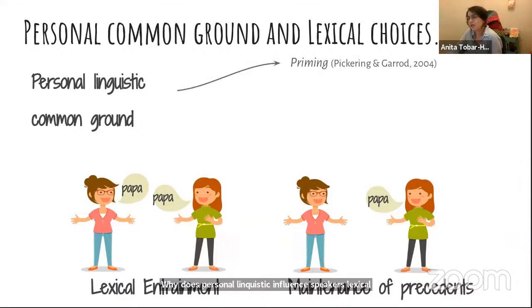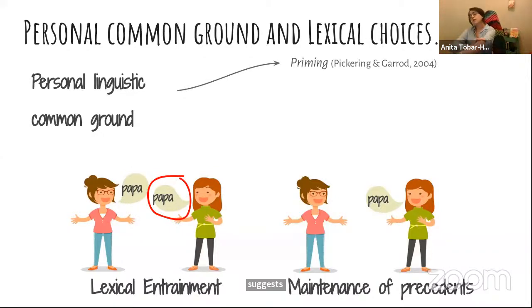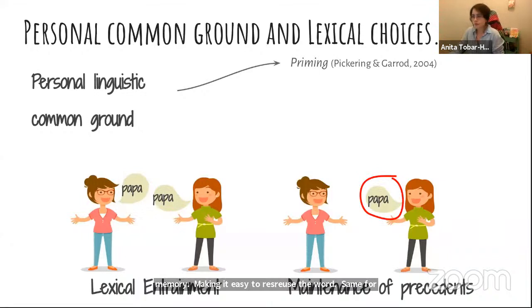The first one highlights the role of lexical priming, right? And it suggests that speakers reuse their partner's lexical choices during dialogue basically because they had recently processed the word, and this recent processing makes it very easy to retrieve the lexical representation of the word from memory, making it very easy to reuse the word, right? And the same applies for maintaining precedence, right? So since the speaker has processed the word twice already, reusing it is quite easy.